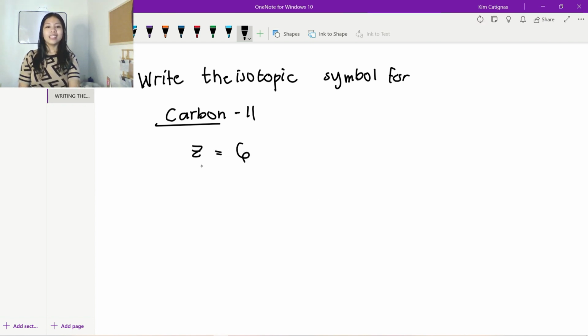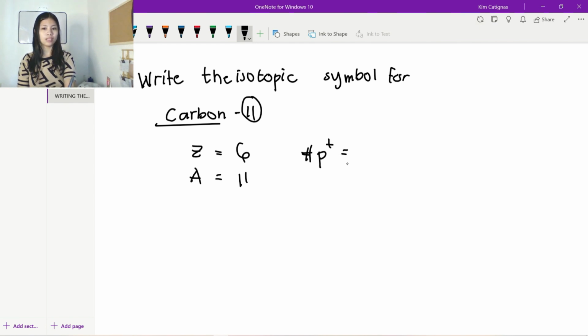Now, what is its atomic mass? You no longer need to look at the periodic table because it is right here. It says 11. Remember, the atomic mass is the number that comes with the element name with a hyphen. So, my atomic mass is 11. If I want you to find the number of protons, what is the number of protons here? The number of protons is the atomic number, so it is 6. 6 protons. What is its number of electrons?